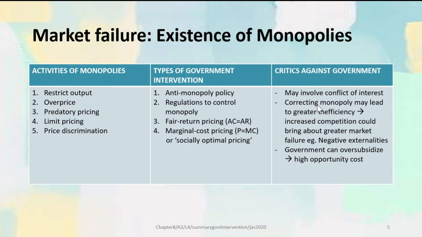The next one is when trying to correct monopoly, it may lead to greater inefficiency. In what way? I put over here: increased competition could bring about greater market failure. For example, it may produce negative externalities. You're trying to not allow monopoly, because correcting monopoly, one way is to promote more competition. Remember, we talked about merger policy. Some big firms can merge, but not until they become a monopoly. So in that sense, there must be a kind of competition in the industry itself.